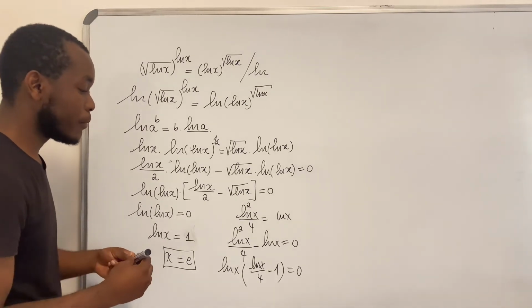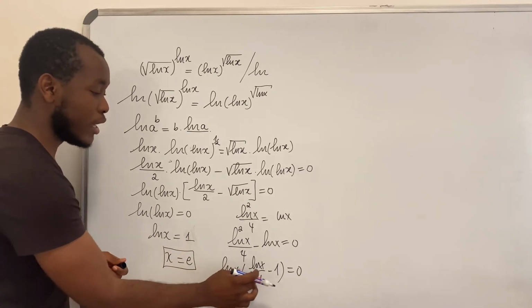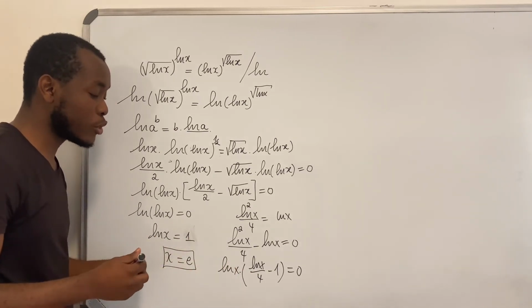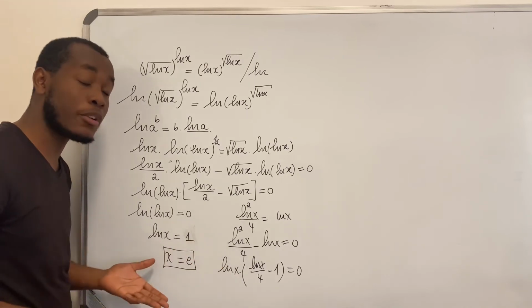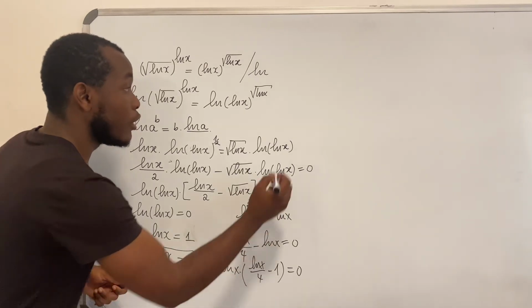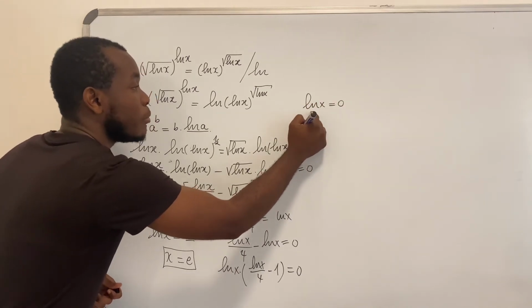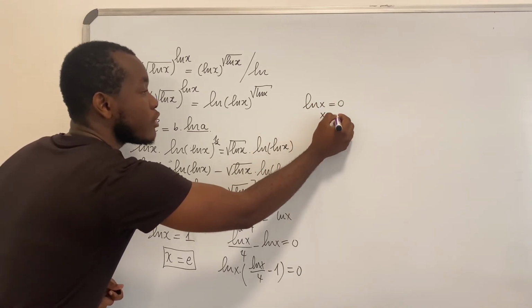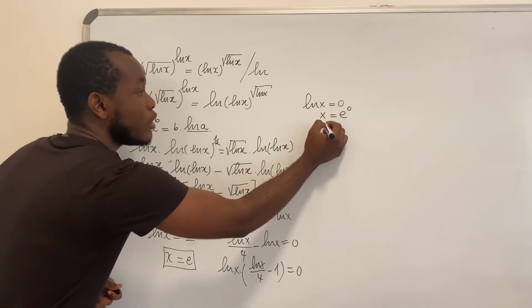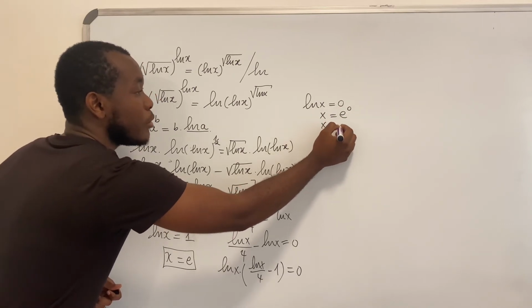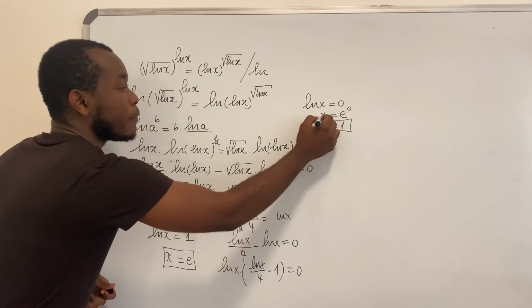Because they are multiplying, that means the product of two expressions is only 0 if at least one of them is 0. So if we solve ln x equal to 0, then we know that the base of ln is Euler, so we're going to have x equal to Euler to the power 0. So x is going to be equal to 1.